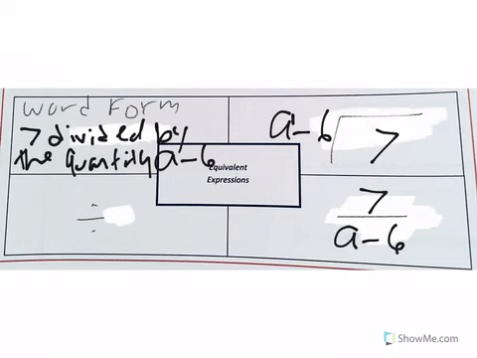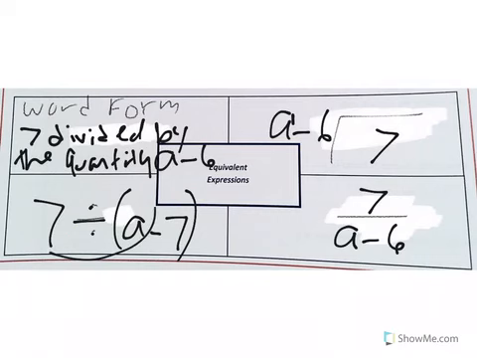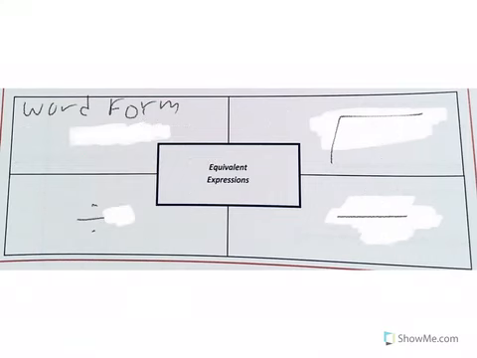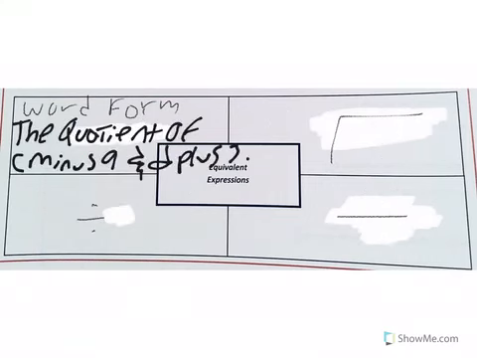And over here, we have 7 divided by a minus 6, which we would definitely have to use the parentheses for, because you don't want to do 7 divided by a, minus 6. You want to do 7 divided by the quantity a minus 6. Okay, let's look at another one.